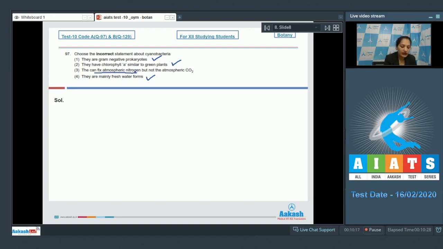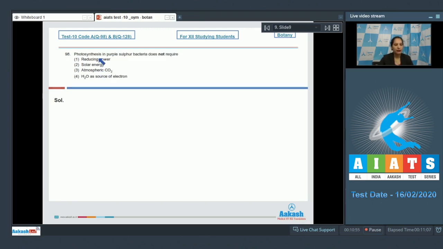They can fix atmospheric nitrogen, which means they are involved in nitrogen fixation. Atmospheric nitrogen is fixed into ammonia with the help of cyanobacteria. They can also fix the atmospheric CO2, and hence they are autotrophic organisms, because autotrophic organisms can fix atmospheric CO2 into carbohydrates. So cyanobacteria are also autotrophic. They can fix atmospheric CO2, so this is the incorrect statement. So the correct option for the given question is option number 3. Let's move to the next question.